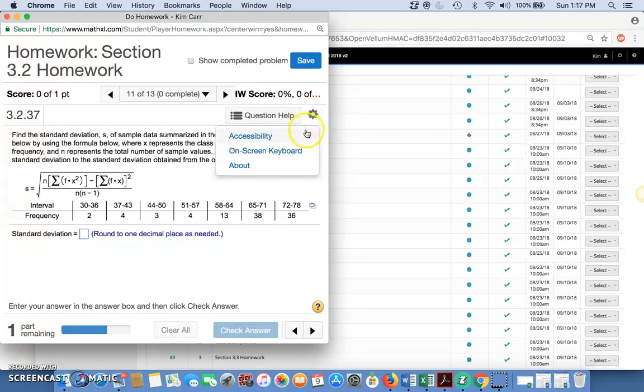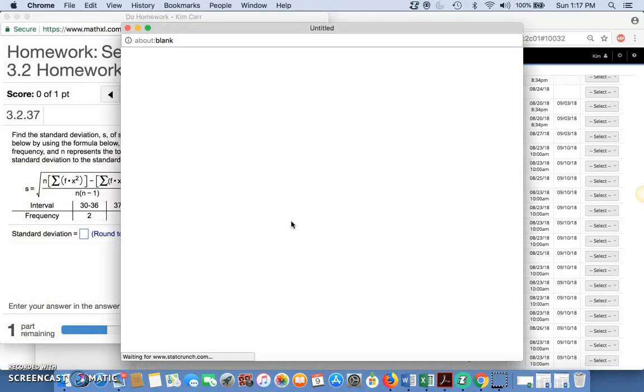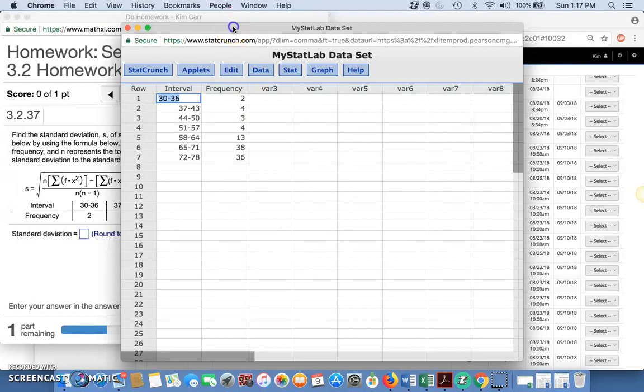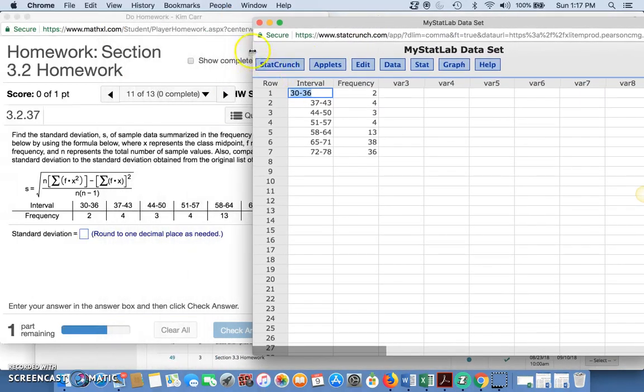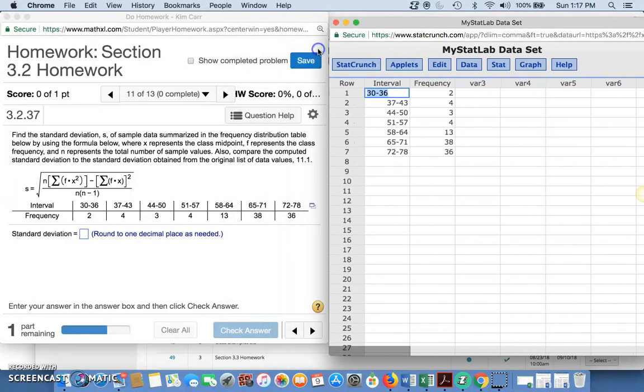Let's open this up in StatCrunch first. First thing that you're going to need to do is compute the midpoints, and you can probably just do this without any major help from a calculator, or a small calculator type thing would be fine.